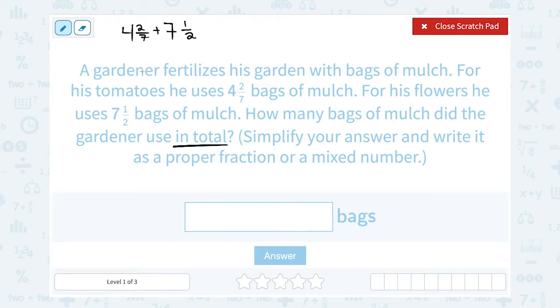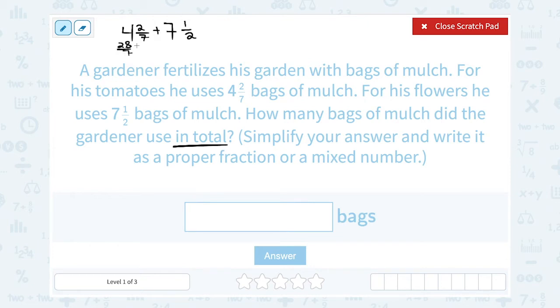So what I want to do is rewrite these numbers as improper fractions, and then go from there. To rewrite these as improper fractions, I can multiply the whole number by the denominator and add the numerator and put it over the denominator. So basically, 4 as a whole number, if I were to say 4 times 7, that would give me 28. So another way I could write 4 as a whole number would be 28 over 7.